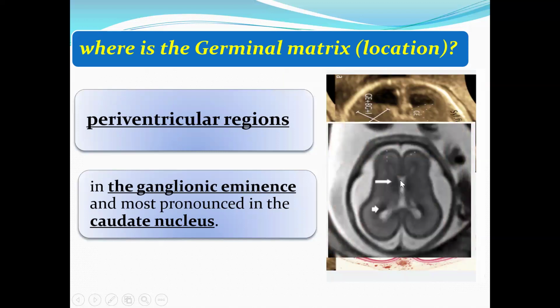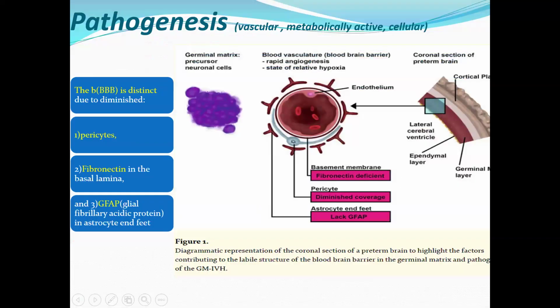This is the caudate nucleus. Okay. Why is it the most common intracranial hemorrhage in neonates? Because it is highly vascular, highly metabolic, and highly cellular. So any insult, any hypoxia or ischemia, will cause hemorrhage. And it is highly vascular.